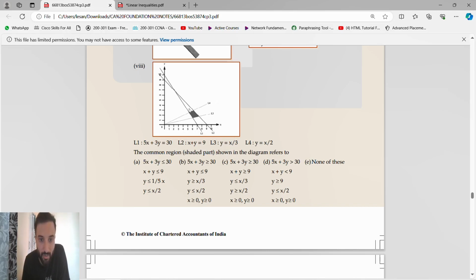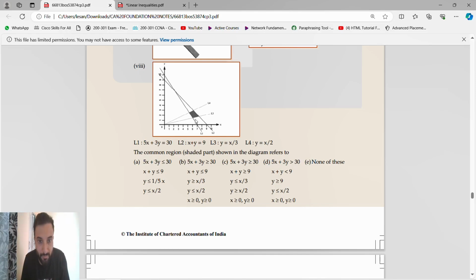So the shaded part is above line 1. Above line 1 means greater than. So line 1 is greater than, so it is either B, C, or D. Second, line 2. This is line 2, and the shaded region is below line 2, which means lesser than. Line 2 is lesser than. Lesser than, greater than, lesser than means C is also not there, so either B or D.